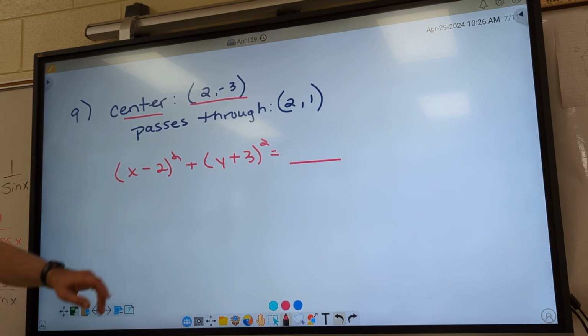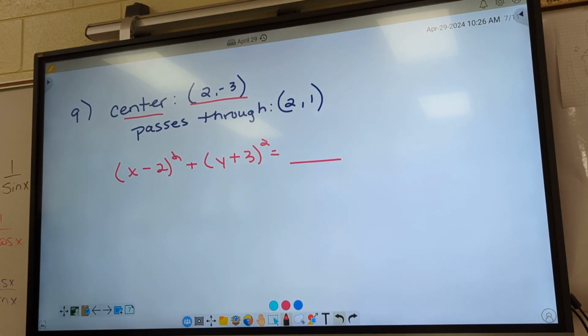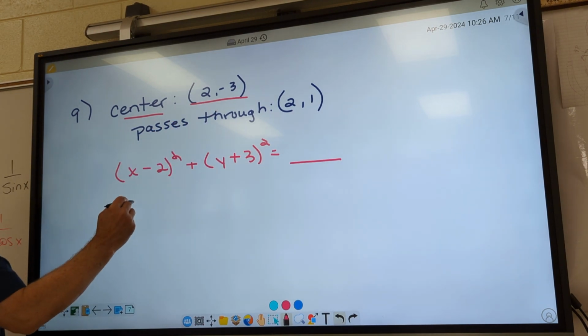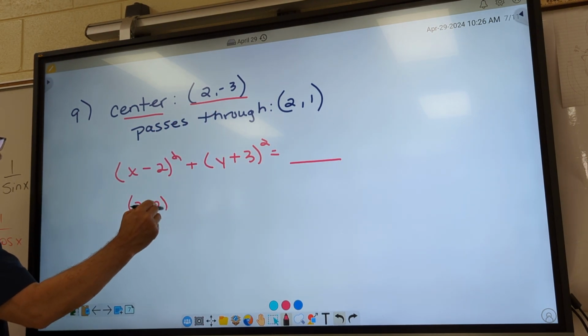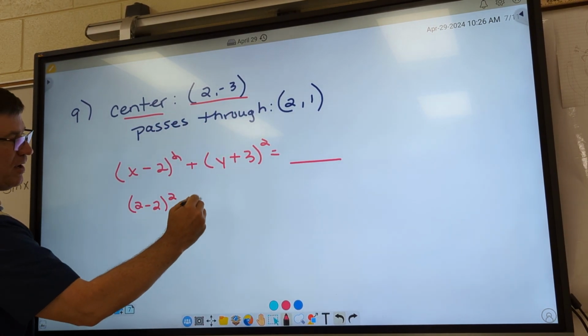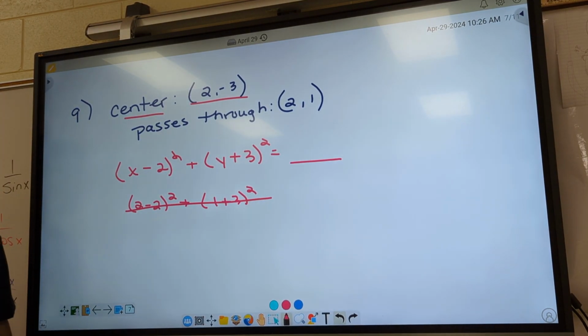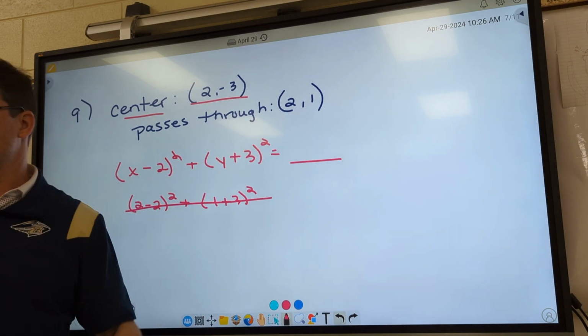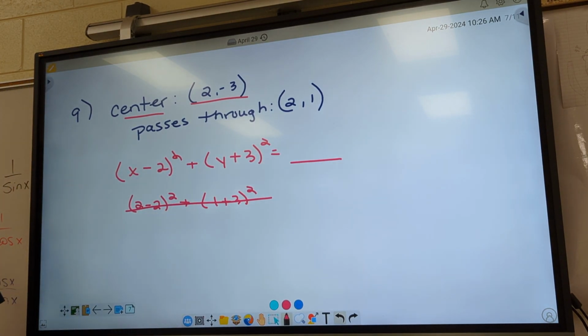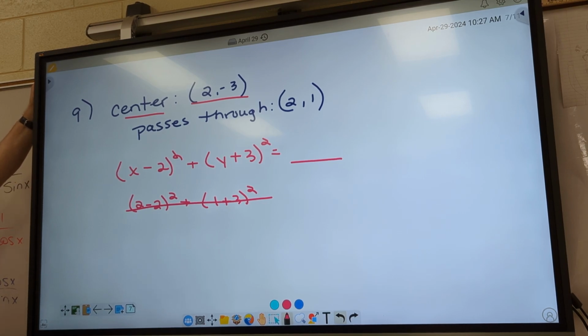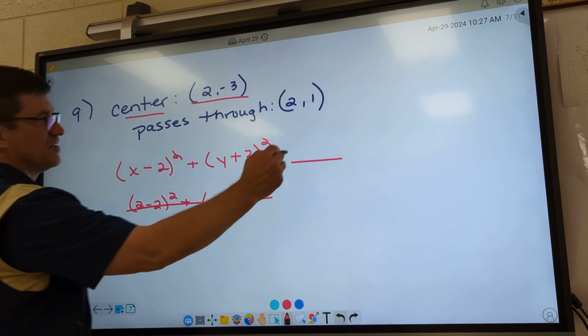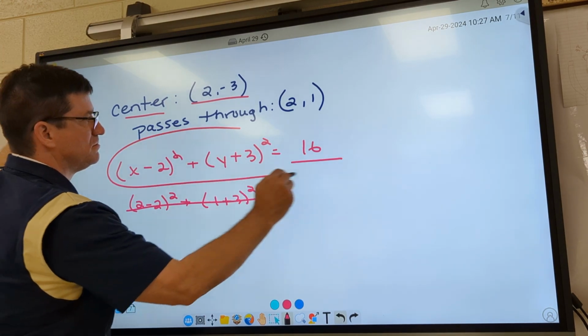Now, to find the number that goes out here, remember, you take your calculator, you'll plug in 2 minus 2 squared there, and you'll plug in 1 plus 3 squared there, and whatever it gives you is our answer that goes on the right side of the equal sign. So quickly type it in, tell me what you get. Almost 16. Nipper says 16, so that is our answer.